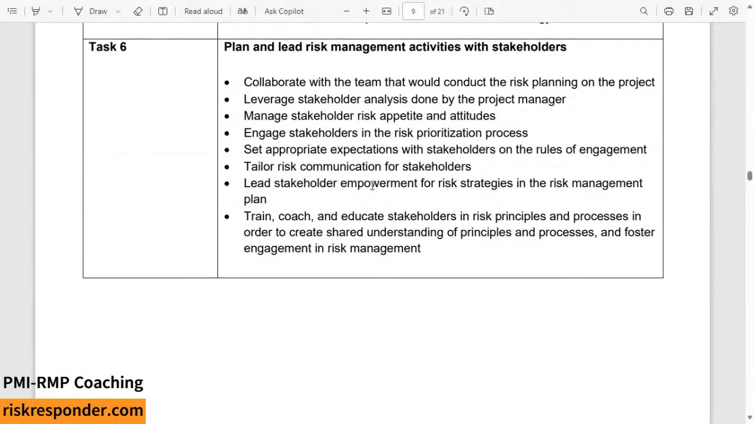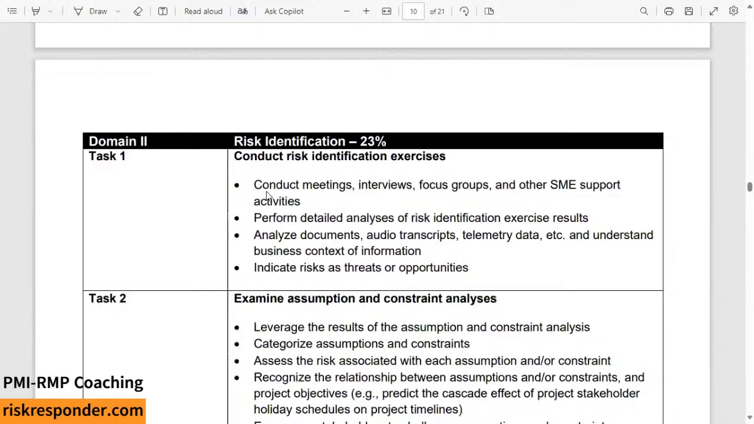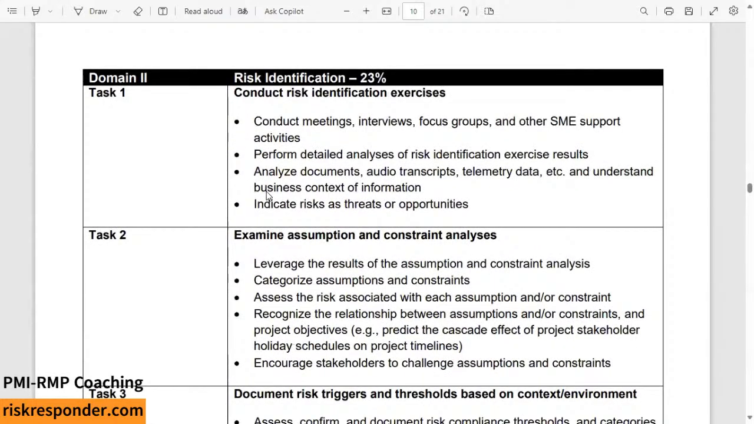Your stakeholders need to come along for the ride. So you've got to plan with them and make sure they are on board with whatever you're planning. Domain 2 is risk identification. This is what I call the CRE approach. You've got to understand the cause, risk, and effect approach.